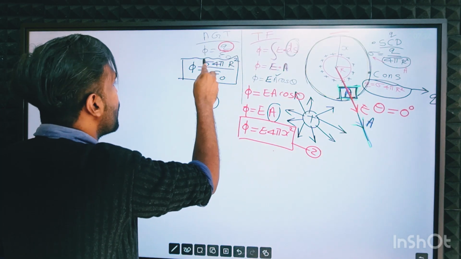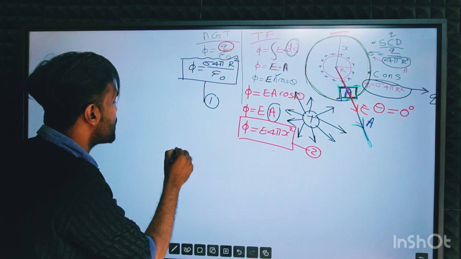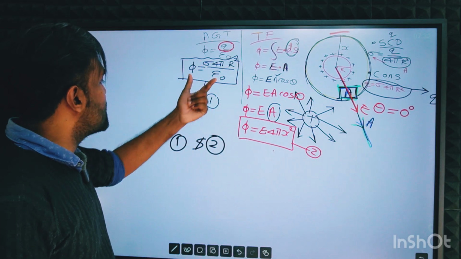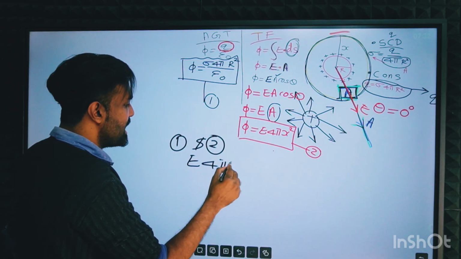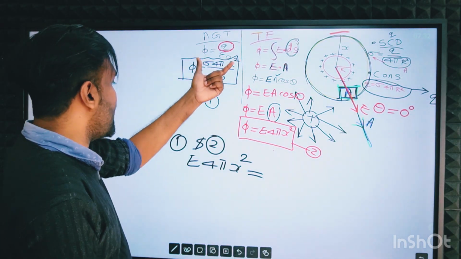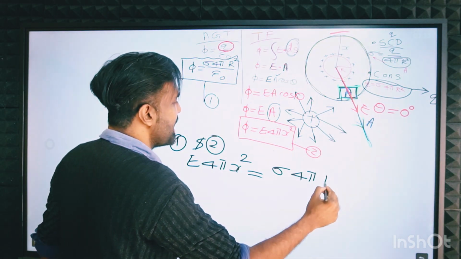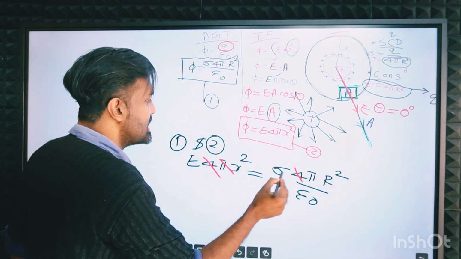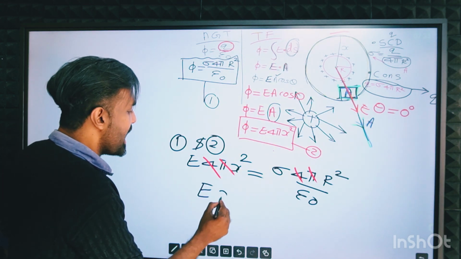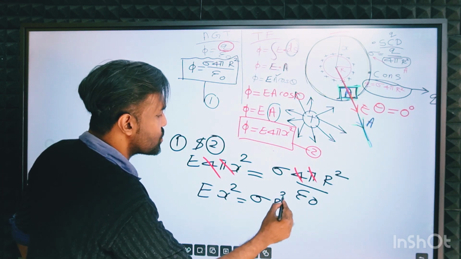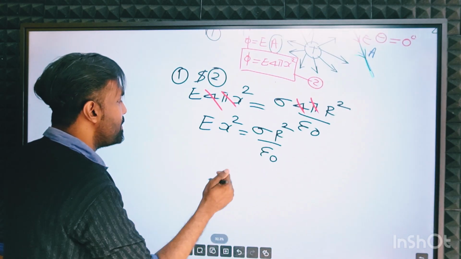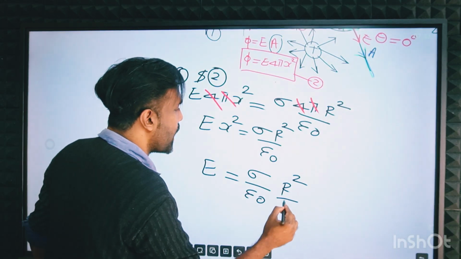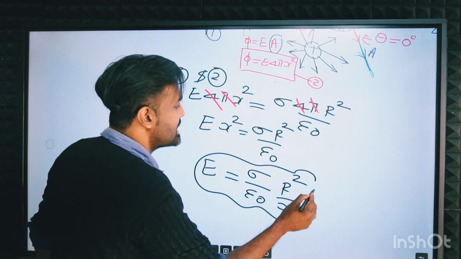So we can equate the terms on the right side, guys, from equations 1 and 2. This side equals this side: E 4 pi x square is equal to sigma 4 pi R square divided by epsilon 0. You can simply cancel these terms, and E x square is equal to sigma R square by epsilon 0. Again we can write E is equal to sigma by epsilon 0 into R square by x square. It's a very important thing, guys.